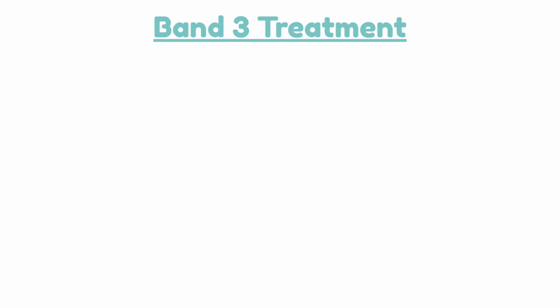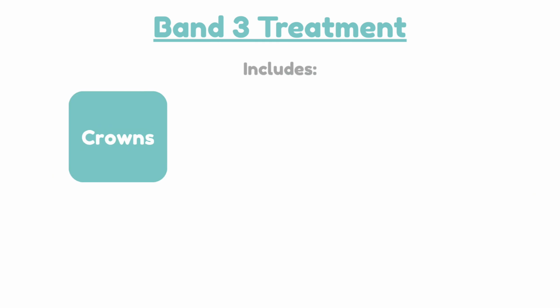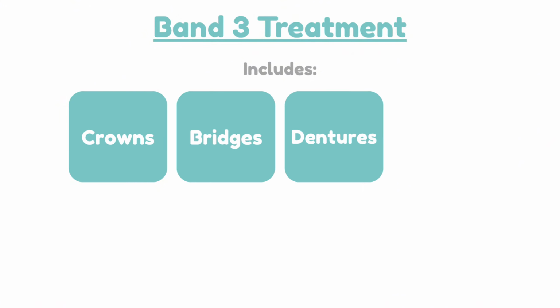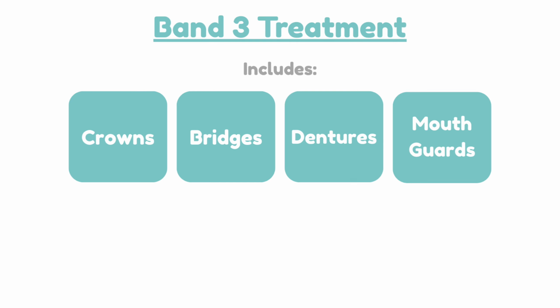Now, band 3 treatment includes crowns, bridges, dentures, and mouth guards. Band 3 treatment is mainly concerned with prosthetic dentistry. So this is dentistry that is aimed at replacing missing teeth. Obviously, mouth guards don't replace missing teeth. They help with things like grinding.